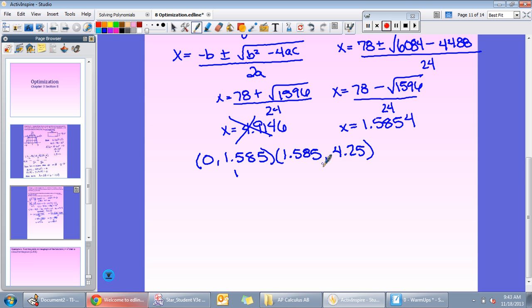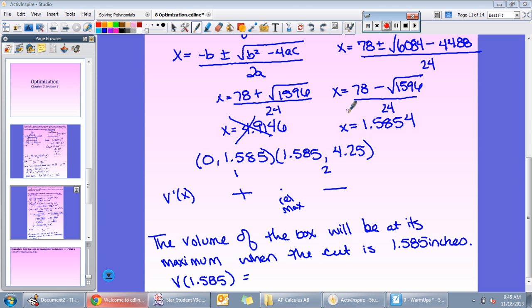So if you pick 1 and 2, and we're looking at the derivative of the volume, if you plug in those numbers, you will get positive and negative. So we have a relative max at 1.585. So we can say that the volume of the box has a maximum when the height is 1.58. When you plug 1.585 into the volume equation, you're going to get 66.148 inches cubed.